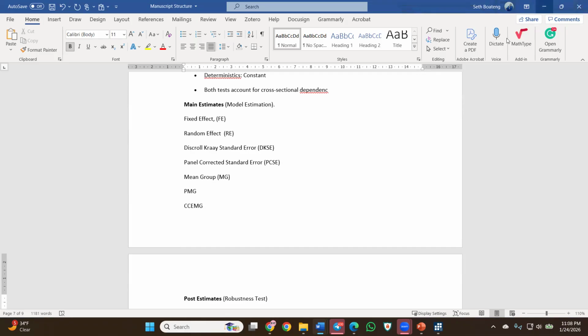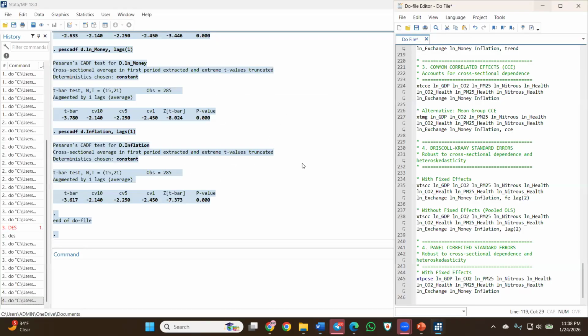Okay, so let's go back. So we have the FE and RE, and mostly FE or RE is determined from the Hausman test. You have to do the Hausman test to determine which one to use. But for today's lecture, we will run all of them. We want to know how each of the models works. Then when we take them one by one, we will go deep into each of them.